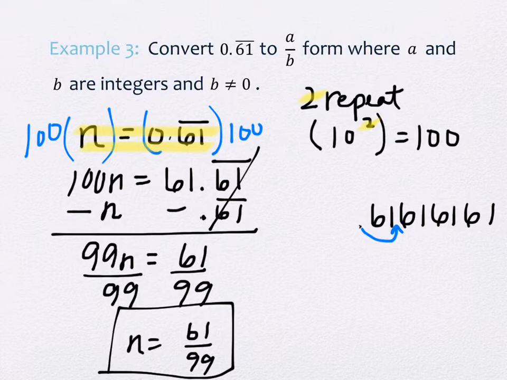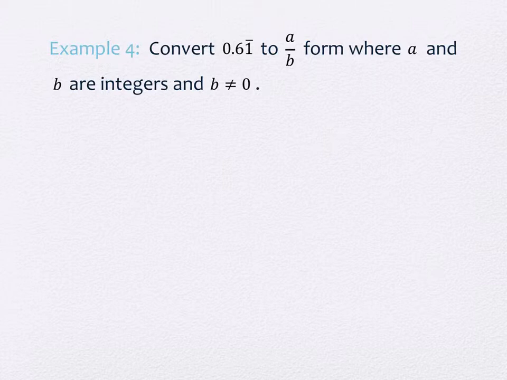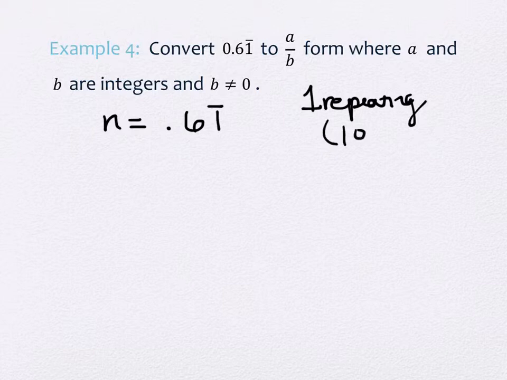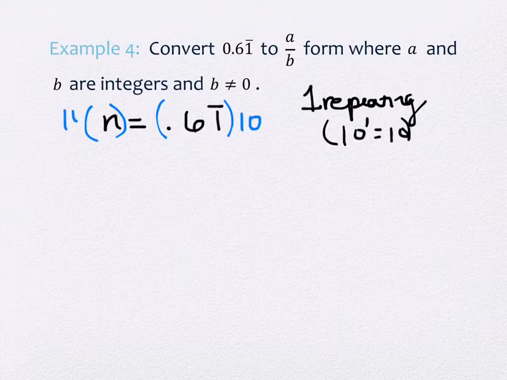So let's try another one that looks almost the same, but the only difference is that it's just the 1 that's repeating now, not the 61, just the 1. Okay, the process starts the same. I write down n equals. I write down my decimal point and my 6-1 with my 1 on the line on top of the 1. And at this point, I notice that I only have one repeating decimal. So I'm going to multiply by 10 to the 1, which is 10, on both sides. Okay, so we'll multiply by 10 on both sides.